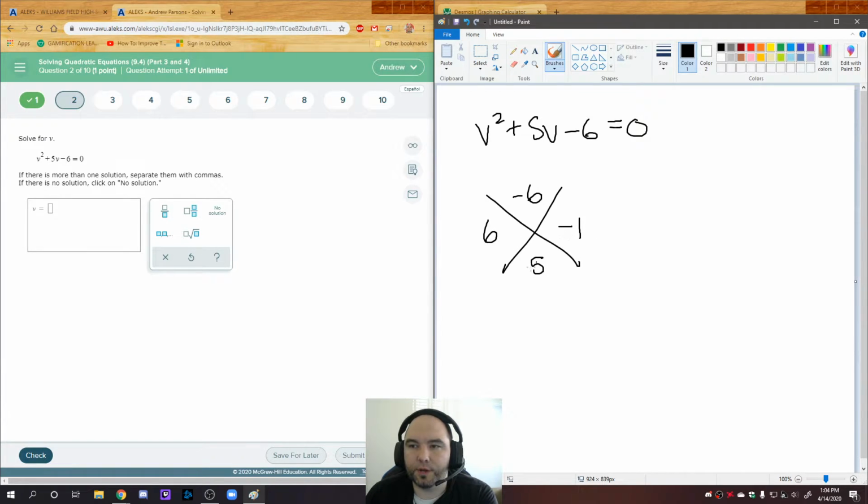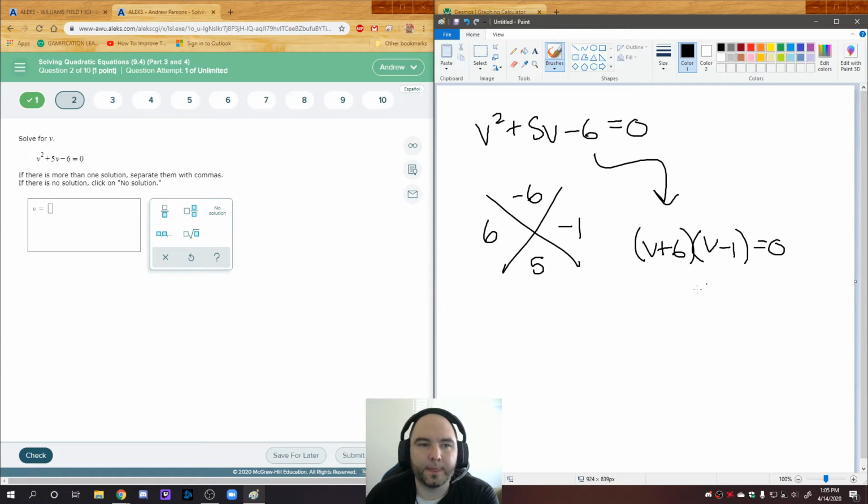If you use 2 and 3, it'll make 5, but it won't make negative 6 when you add positive 2 and positive 3. No, you gotta be careful. Some things are tricky. They have like 2 really close looking ones. Okay, anyways, this means v plus 6 is in one of the parentheses and v minus 1 is in the other parenthesis.